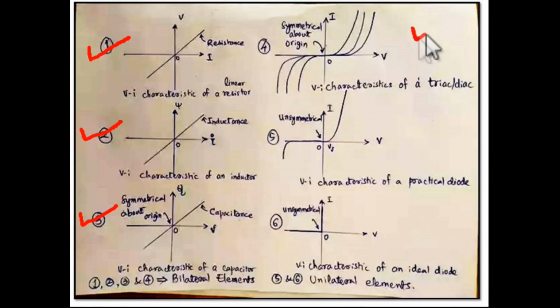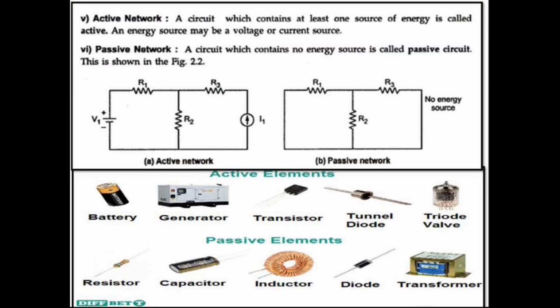But you can see over here, this is the VI characteristics of a triac or diac, and this is the VI characteristics of a practical diode, and this is the ideal diode. You can see over here. So these are non-linear VI characteristics. Okay, so moving on to the next slide.